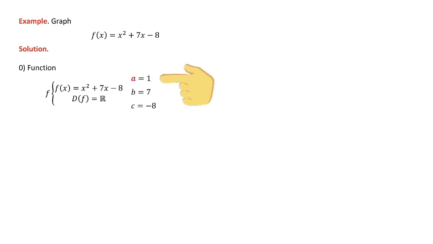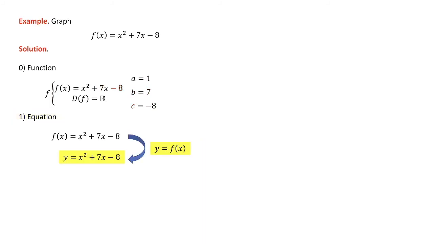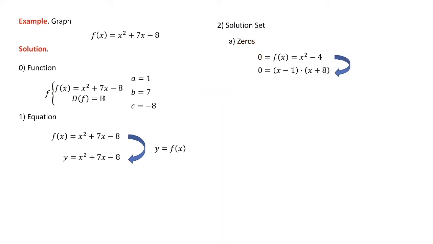Right, here's my data in case I need it. Again, notice C is minus 8. Represented as an equation. I need my solution set. I'm going to use zeros. Right, so really this is the idea. You need the zeros. 0 is where the value of the function is 0, or an equation where y is 0. Now again, you could use the quadratic formula.